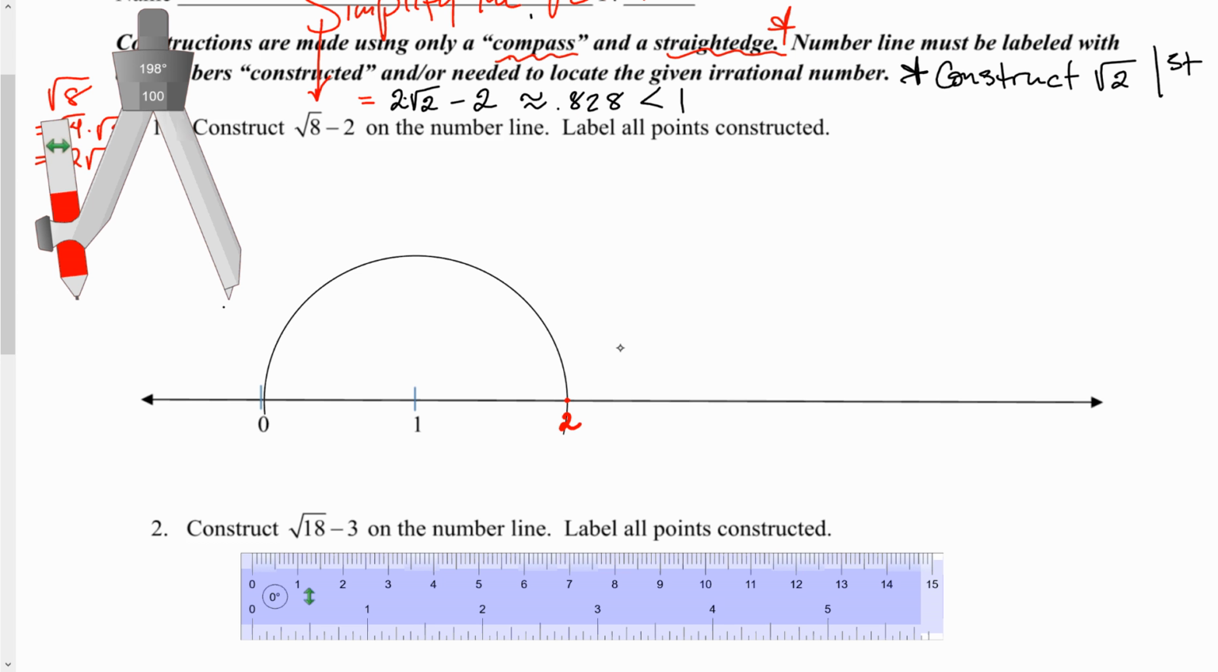So now let's label. Again, I said the number line must be labeled. Look at this. Number line must be labeled. So if you find 2, label it 2. If you don't label your number line, you're not going to get credit. So just keep that in mind.